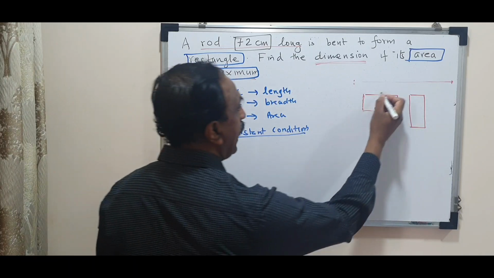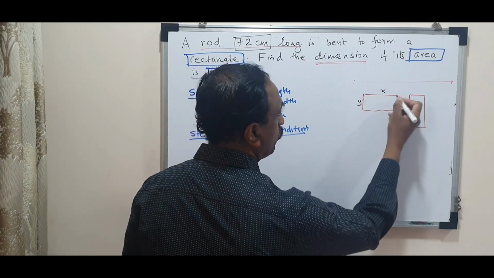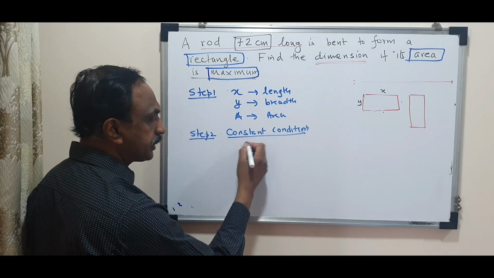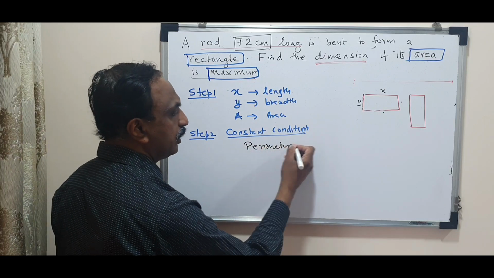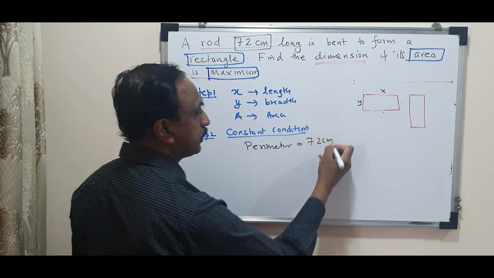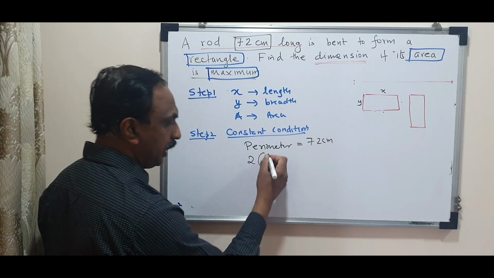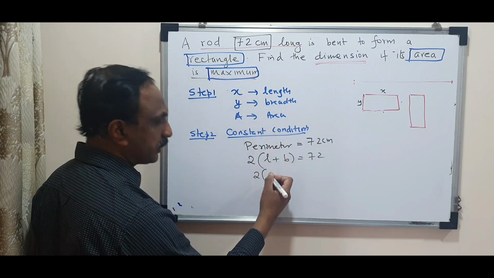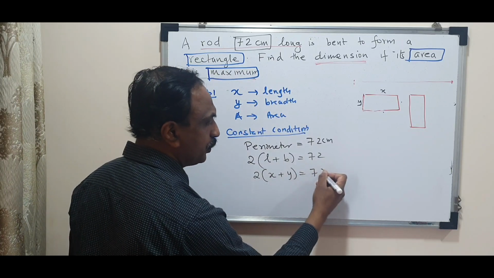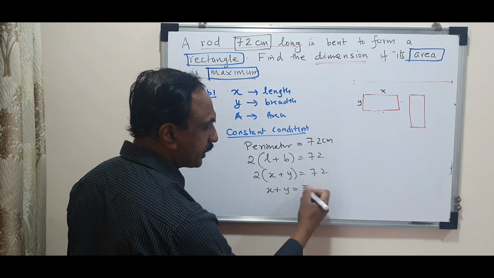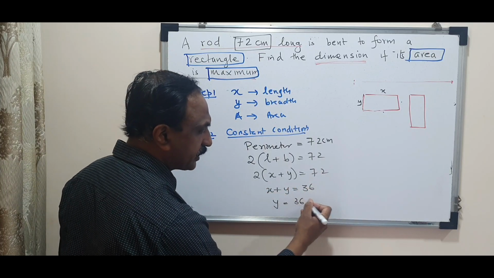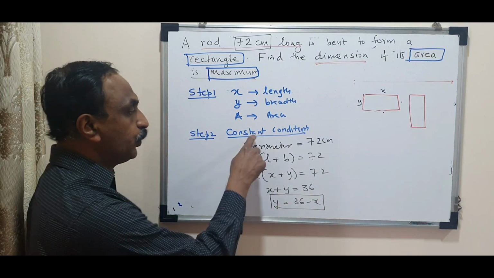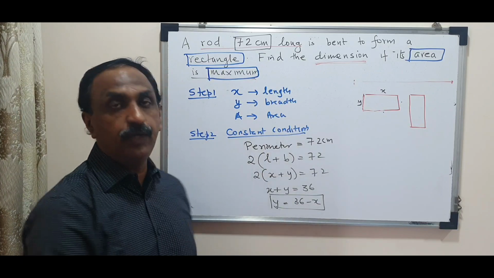So if length is x, breadth is y, the perimeter would be x plus x, y plus y. So the constant condition is that the perimeter of the rectangle is 72 centimeters, which means 2 times length plus breadth is 72, which means 2 times x plus y is 72. So x plus y is 36. So y is 36 minus x. So I got the relationship between the two variables. Using the constant condition, find the relation between the variables.